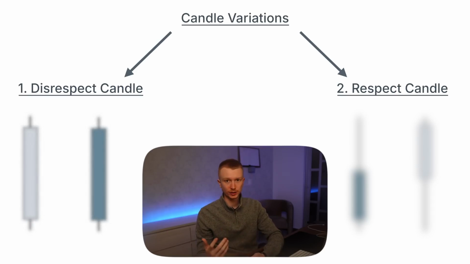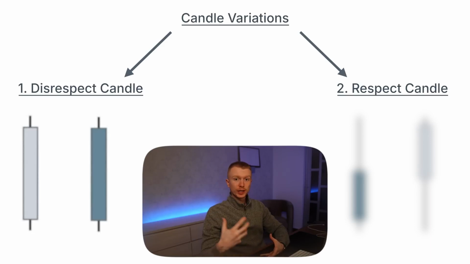So when we have a singular candle, there's 2 variations that we are dealing with. The first manner on how a candle can form, so the first variation, is a disrespect candle, as I like to call it. This right here is a bullish disrespect candle, and this right here is a bearish disrespect candle. The exact same, just inversed, of course.